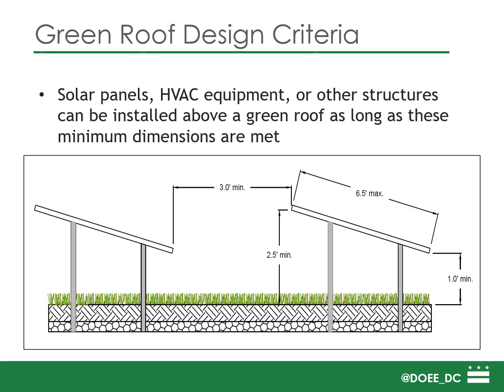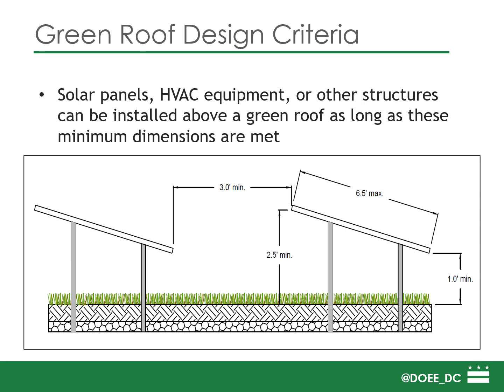Sometimes, increasingly, solar panels are put on top of roofs, and you can incorporate a solar panel or a solar array with a green roof and get a lot of double benefit for that same space on the rooftop. The important part here is that it just must meet these minimum requirements in terms of separation and elevation of the structure, the solar panel off of the roof, which are really designed to allow for maintenance access, right?